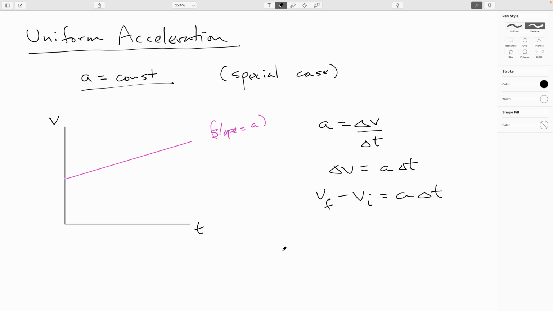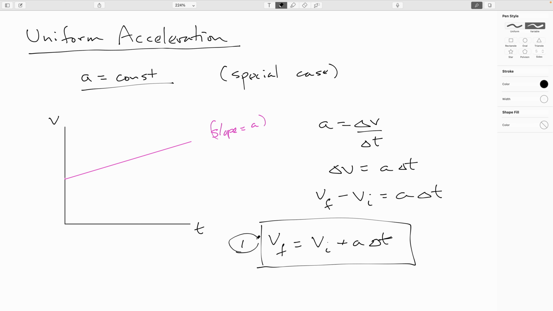So if I rearrange this to get the final velocity, I get the first of my gang of four. The final velocity is equal to the initial velocity. So the velocity you finished with is equal to the velocity you started with plus the acceleration times the time of the motion. And I will number this equation number 1 just for consistency in my notes.